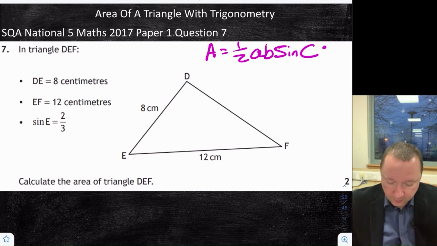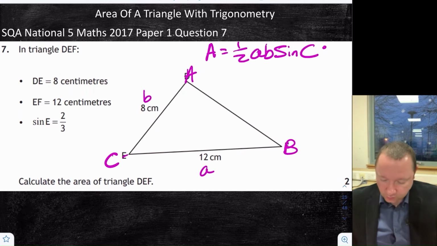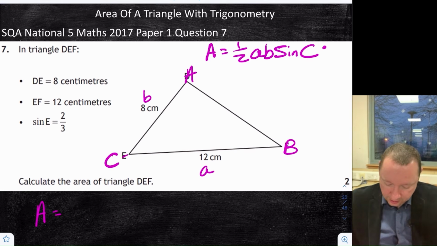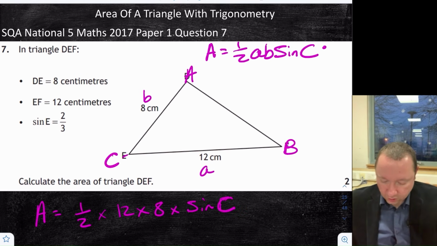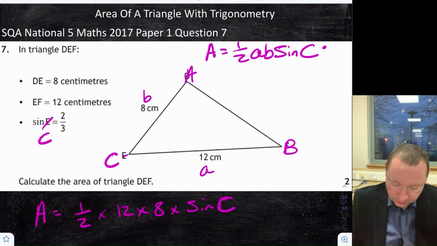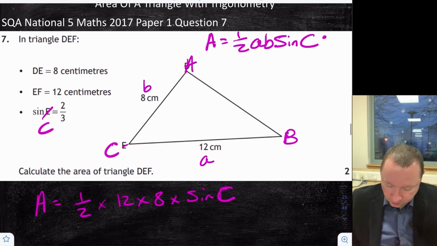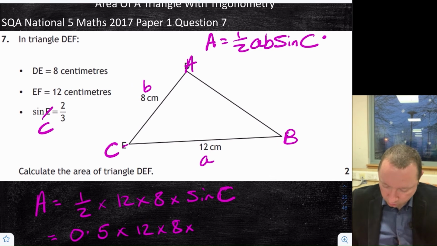So if I want to relabel it, I could call that C, and then that could be A, and that could be B, to give me my little a and my little b here. Well, it's just a substitution. The area is a half of 12 times 8 times the sine of E. Well, we've called it C now, so that would be sine C. So that gives us 0.5 times 12 times 8 times the sine 2/3.